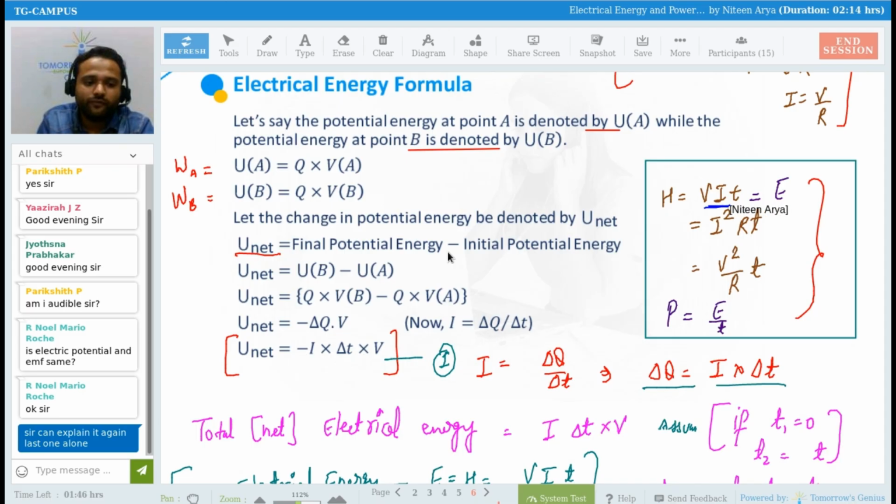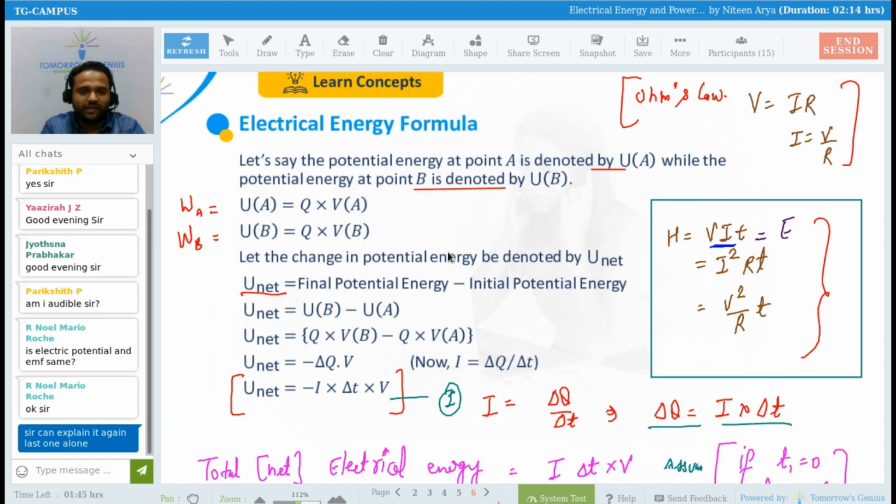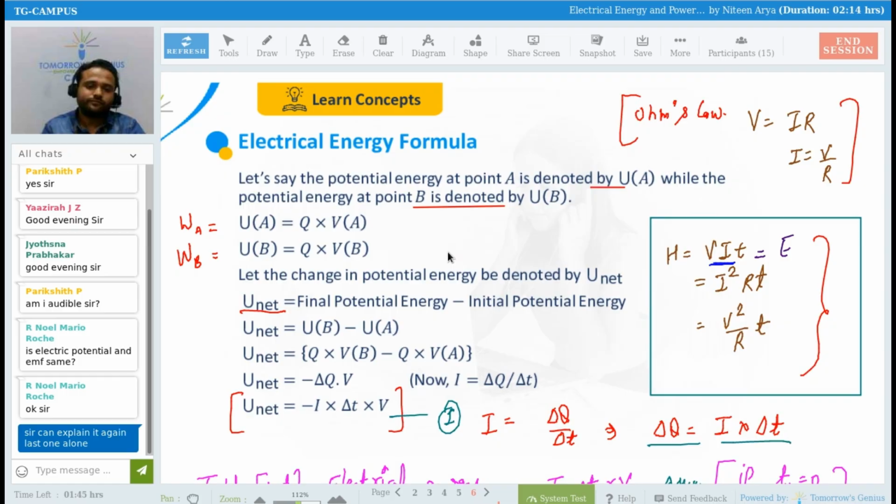Now using Ohm's law, V equals IR, if you put the value of V, which is IR, it becomes I square RT. If you put the value of I, which is V by R, the formula becomes V square by RT. Just forget this for now, because that is going to be taught separately in the next slide. But power, we know, is energy per unit time taken. Here, just focus only on electrical energy. Is this clear, everyone? Like how I get this formula, VIT.